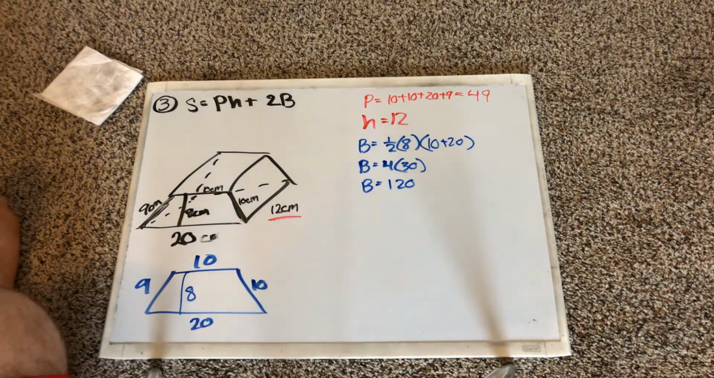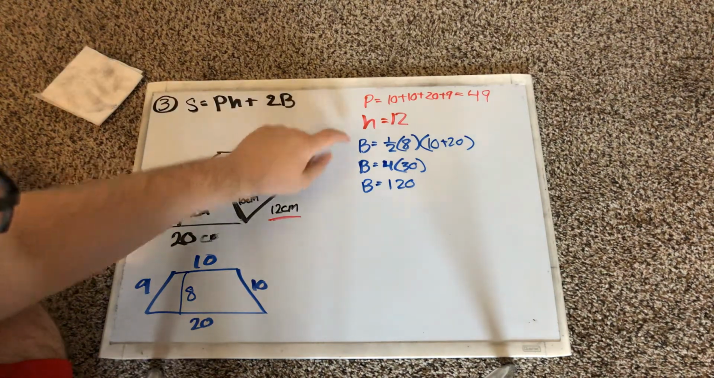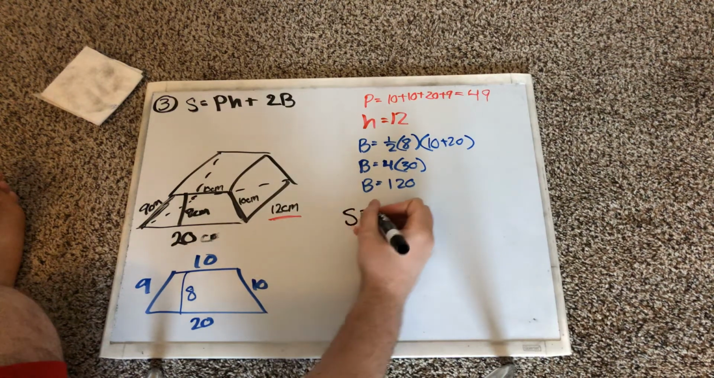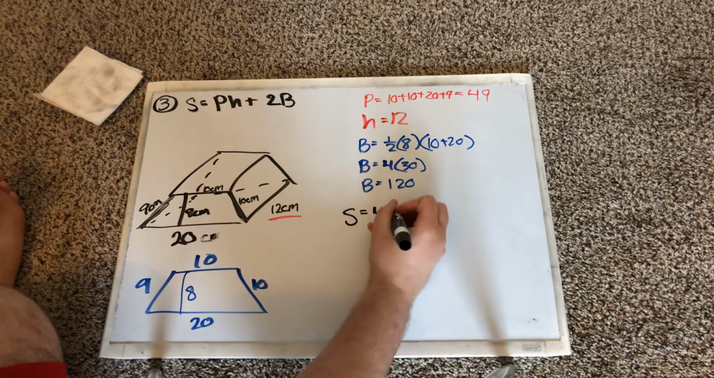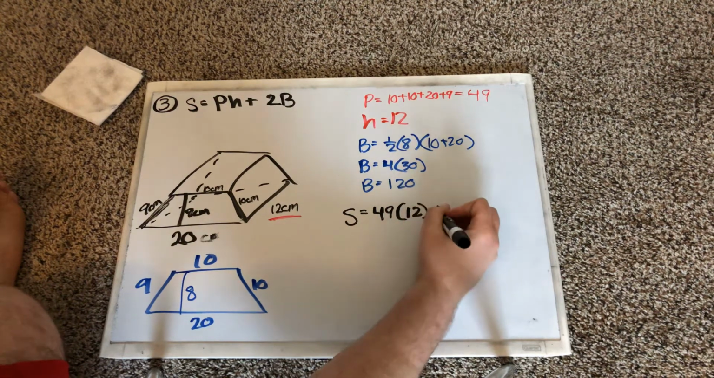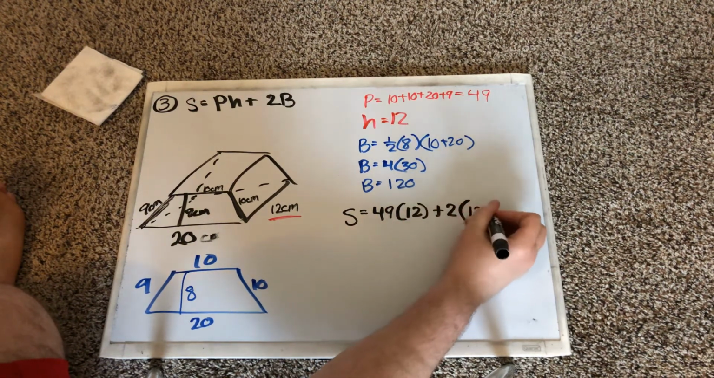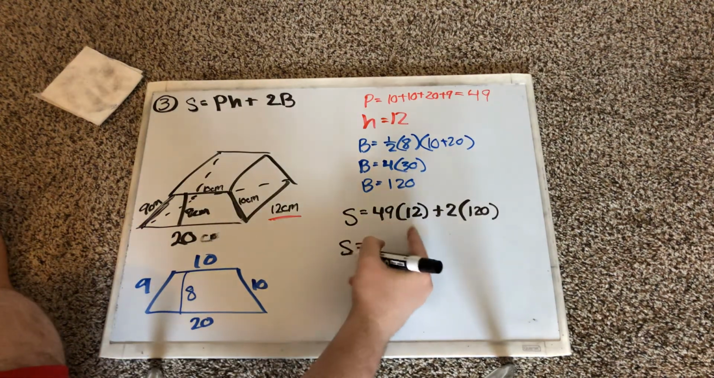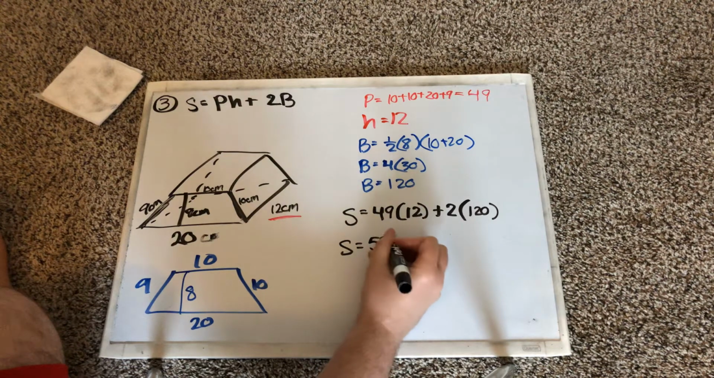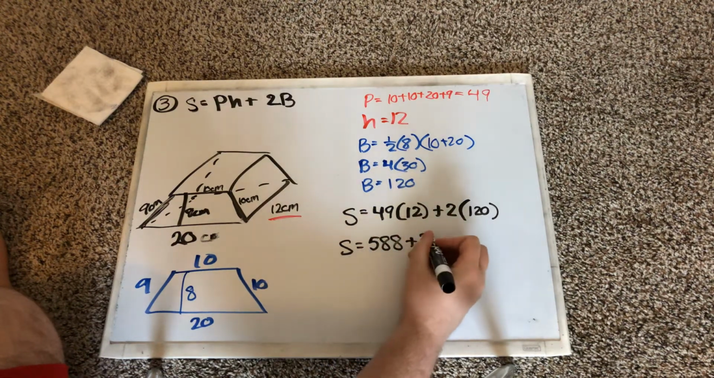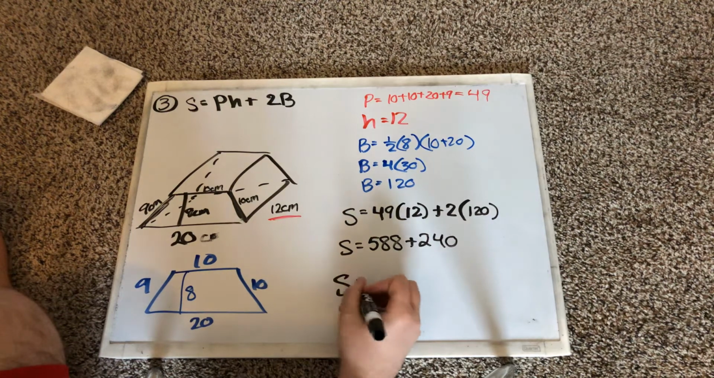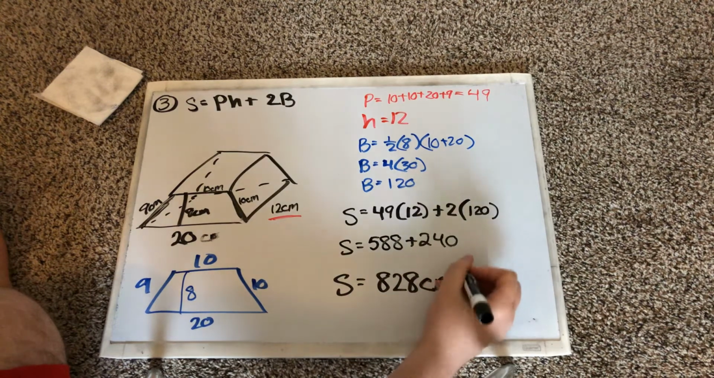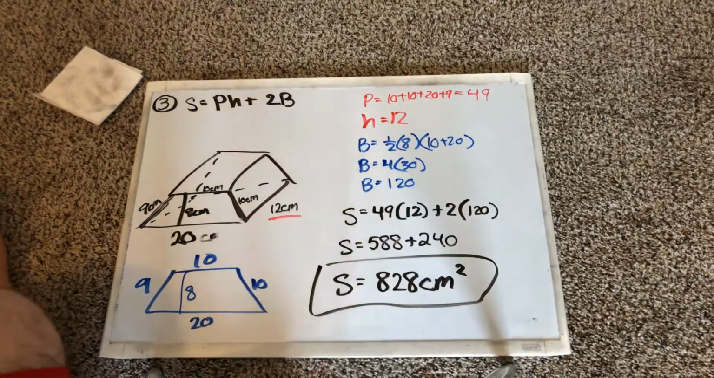So, I got the perimeter, I got the height, I got the area of the base. Let's plug that into our surface area formula. So the surface area is the perimeter, which is 49, times the height, which is 12, plus 2 times the area of the base, 120. 49 times 12 is 588. 2 times 120 is 240. Add those two suckers together, 828 centimeters squared. And boom.